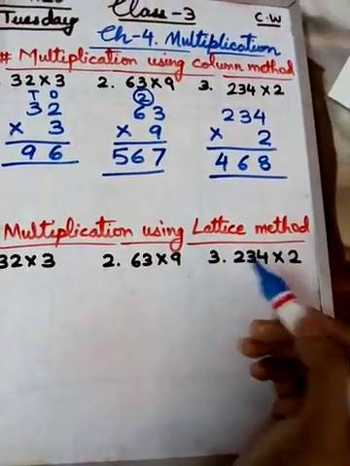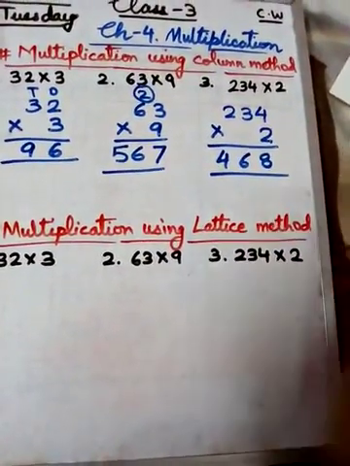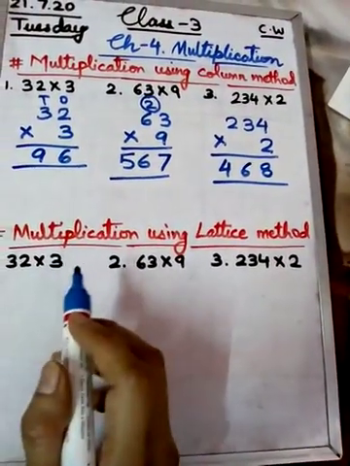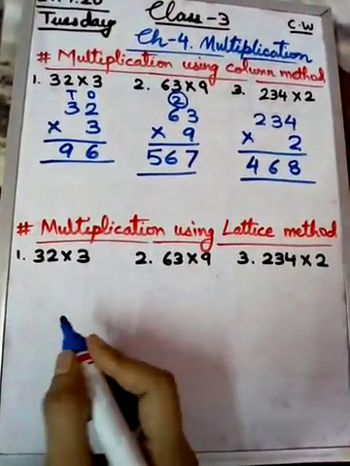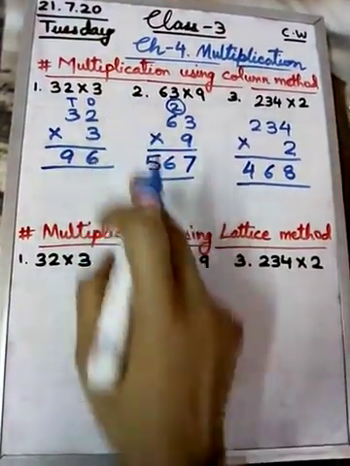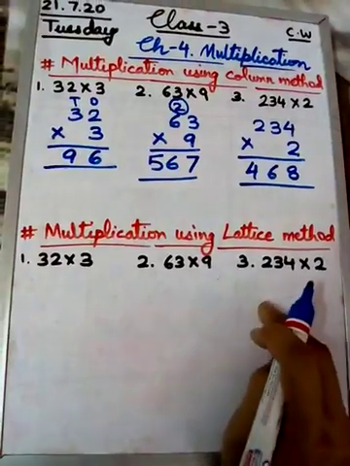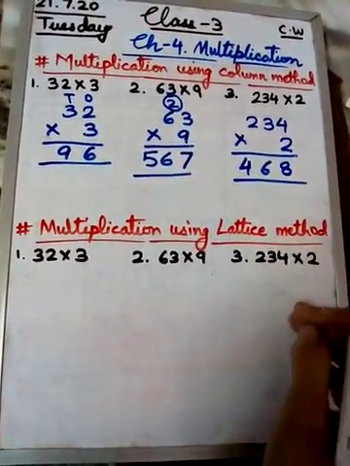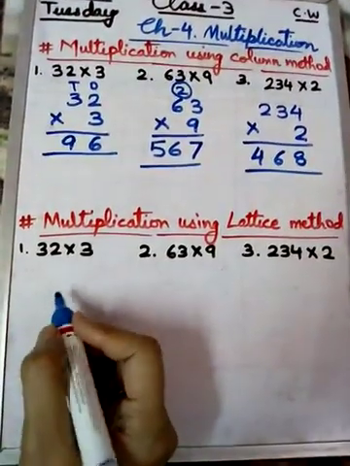What is the lattice method? It's a method in which the bigger number is multiplied with the smaller one using a grid. What do you mean by grid? Grid is a table. Let me show you. I have taken the same questions so that we can understand that if we use the column method or the lattice method, our answer will be the same. Let us start.